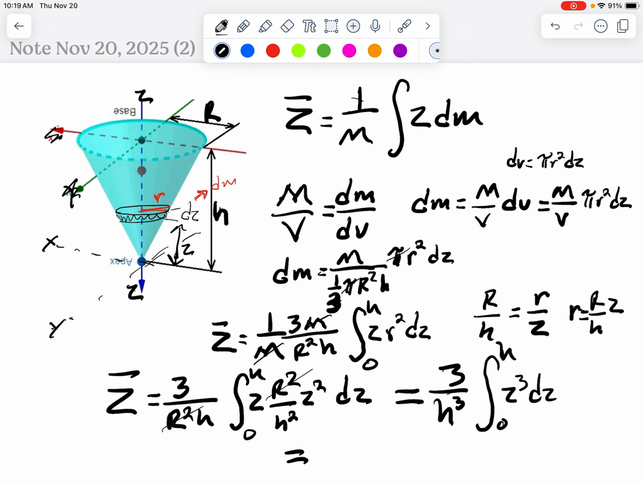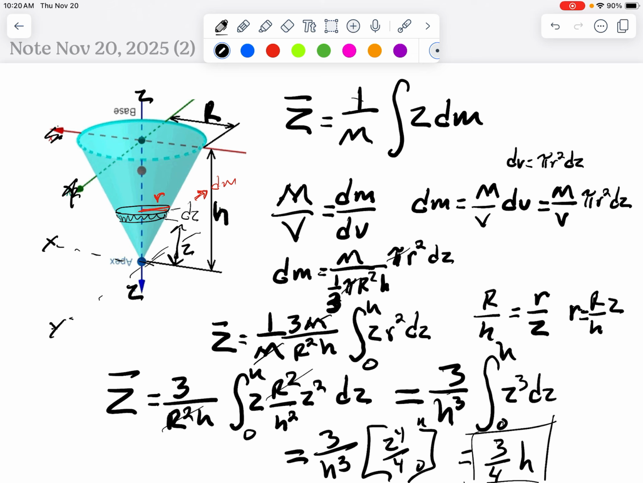So we get 3 over h cubed. That's z to the 4th over 4 from 0 to h. And when we do that, we get h to the 4th over h, so we get 3/4 h. And that is, in fact, our answer. It's 3/4. I measured it from the tip, right? So it's 3/4 from the tip or 1/4 from the base.